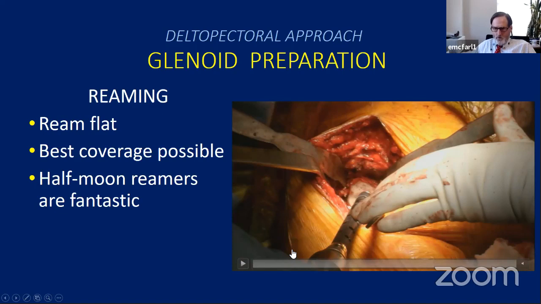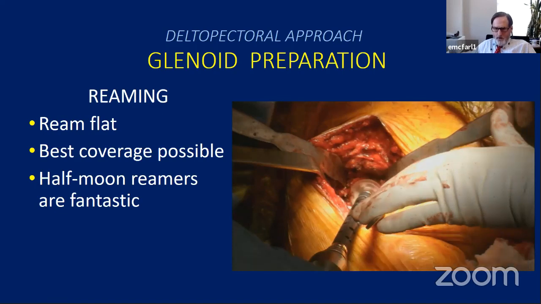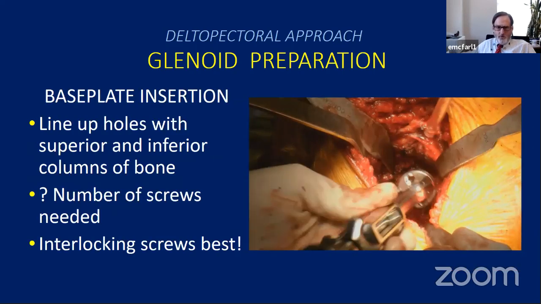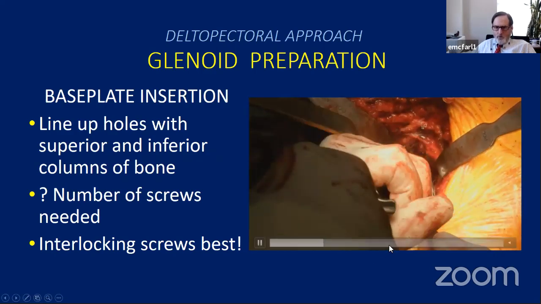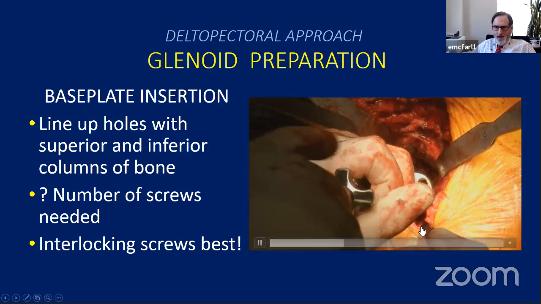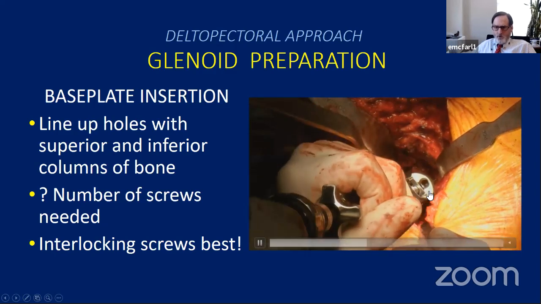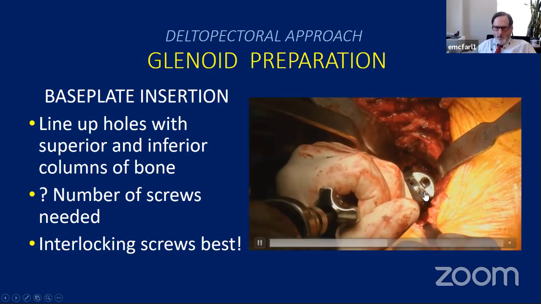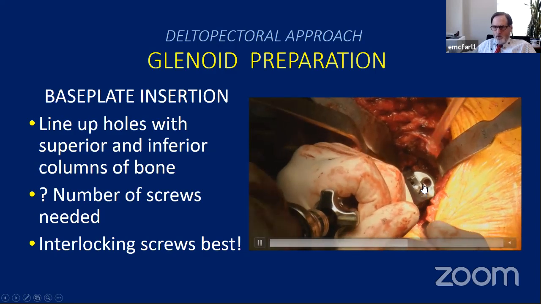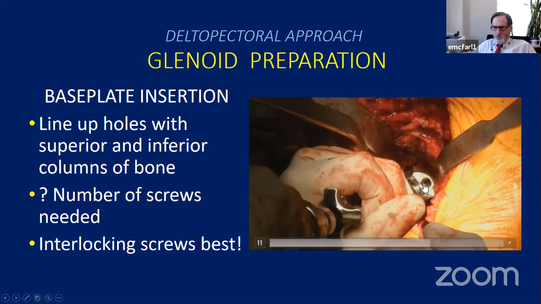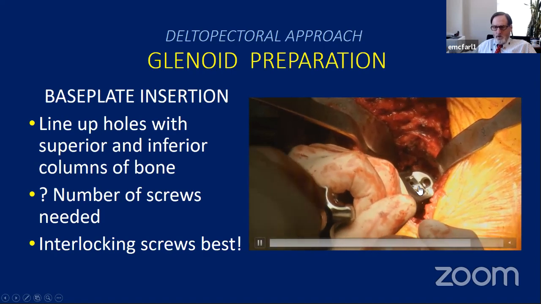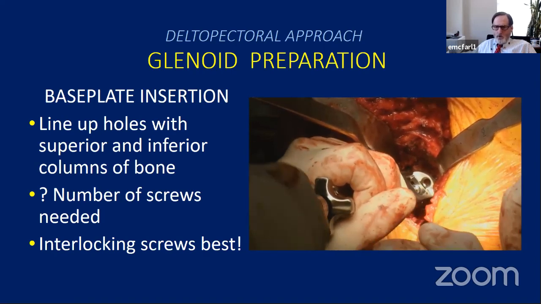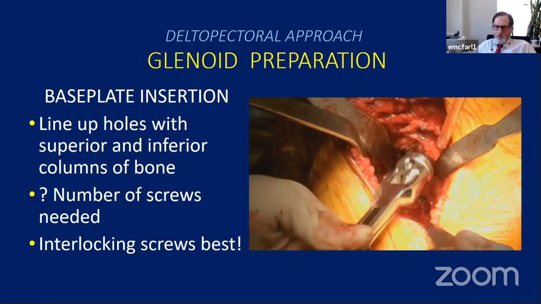Let's see if I can get this to go again. Anyway, you basically want to go down to a flat surface. The next thing you want to do is figure out where you want the holes in the system to land. Each system is a little different. This particular system has a central screw, which I prefer because once you put the central screw down, the base plate ain't going anywhere. Then you want to use as many peripheral screws as possible.